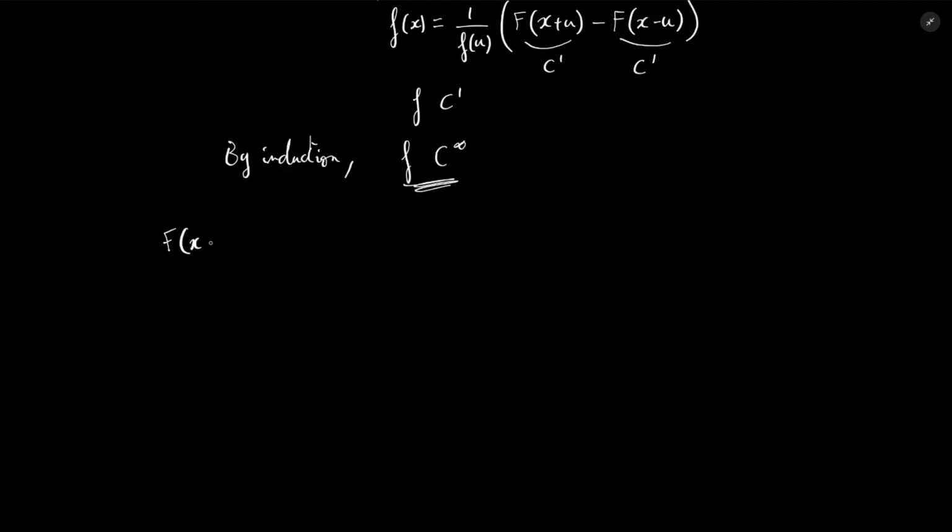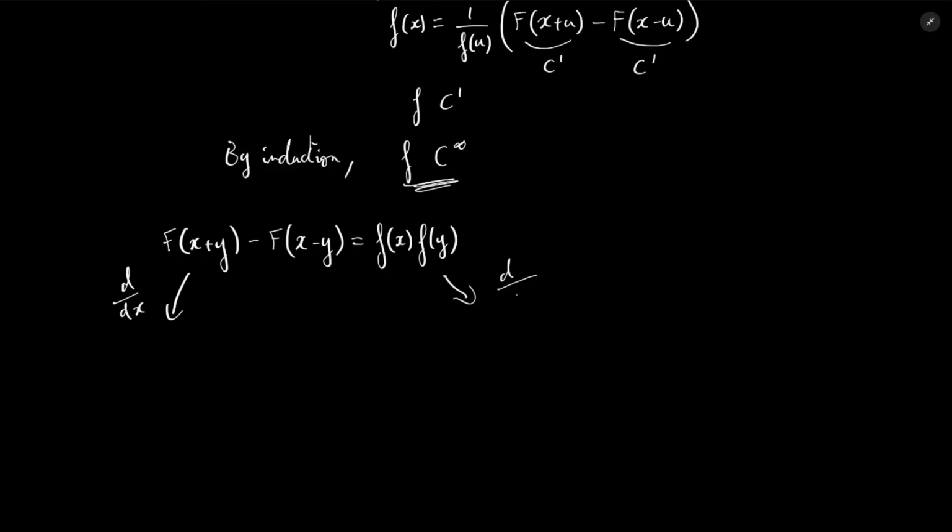Big F of x plus y minus big F of x minus y is equal to f of x multiplied by f of y. On one hand, we are going to differentiate this equation by x, and on the other hand, we are going to differentiate by y. So here, what we have is f of x plus y minus f of x minus y is equal to f prime of x multiplied by f of y.